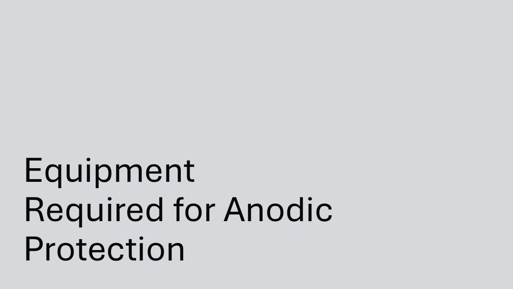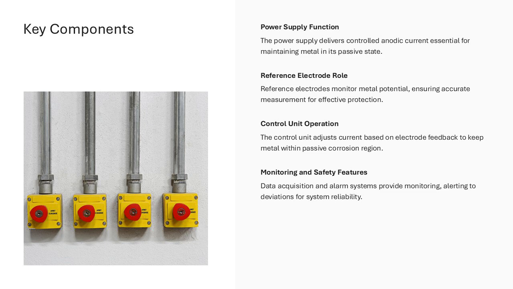Now, let's look at the key components needed for an anodic protection system. An anodic protection system consists of several essential components that work together to maintain the metal in its passive state. The primary elements include a power supply capable of delivering controlled anodic current, a reference electrode to monitor the potential of the protected structure, and a control unit that adjusts the applied current based on feedback from the reference electrode.